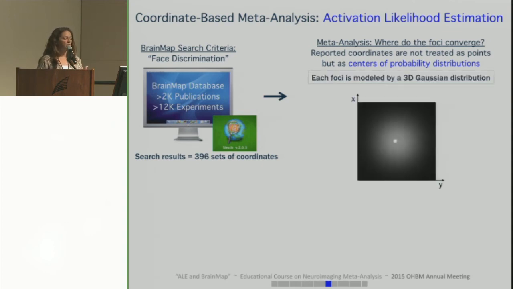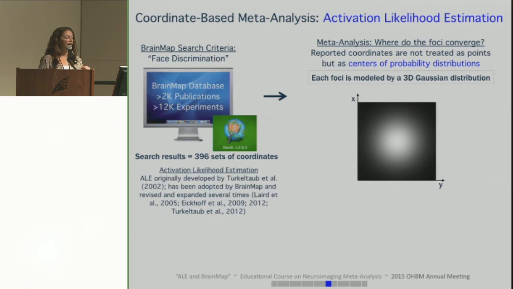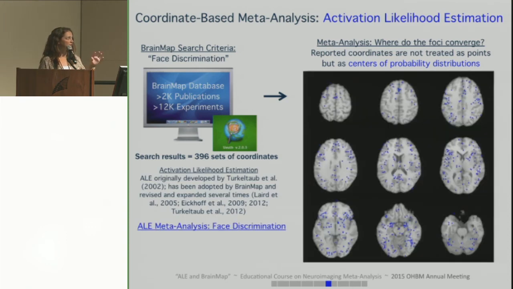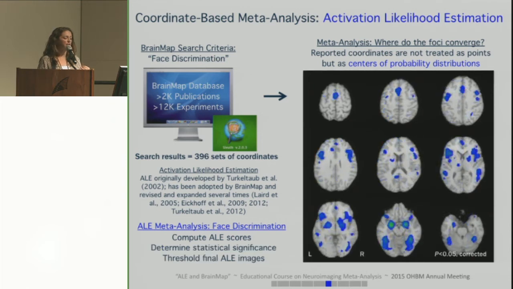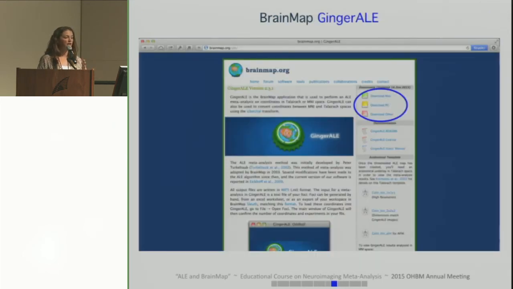And so the ALE algorithm models each coordinate location, each XYZ, as a 3D Gaussian distribution. And the ALE citations are listed on the left. So graphically what this means, you can take your coordinates, look at them, model them with a Gaussian distribution, compute your ALE scores, and then determine statistical significance and threshold the final ALE images. So that's what the GingerALE application actually does. If you want to utilize it, you go to brainmap.org/ALE.